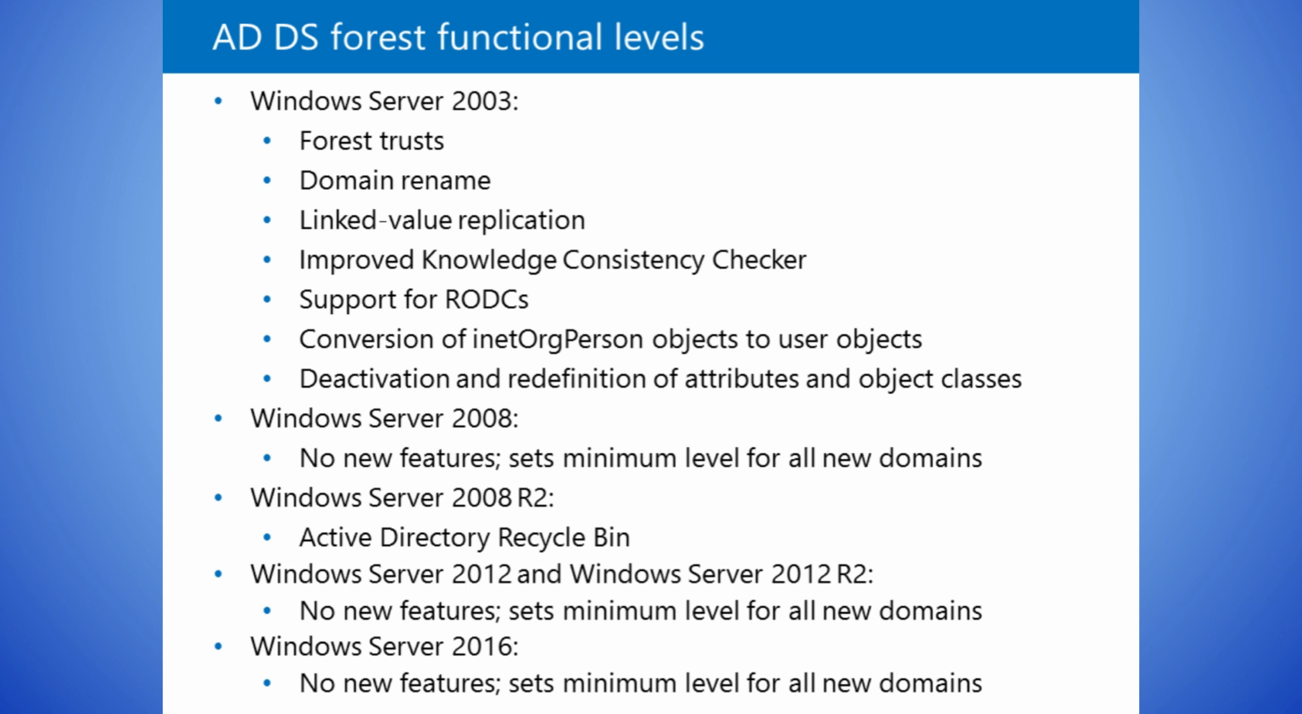You cannot roll back the forest functional level if features that require a certain forest level, such as the Active Directory Recycle Bin feature, have been enabled. Although the Windows Server 2008 R2 ADDS forest functional level introduced Active Directory Recycle Bin, Active Directory Recycle Bin had to be managed with Windows PowerShell. However, the version of Remote Server Administration Tools, RSAT, that comes with Windows Server 2012 and later has the ability to manage the Active Directory Recycle Bin by using GUI tools.